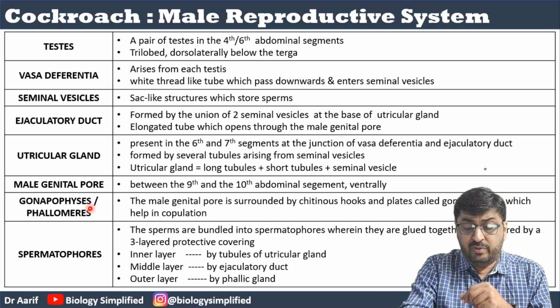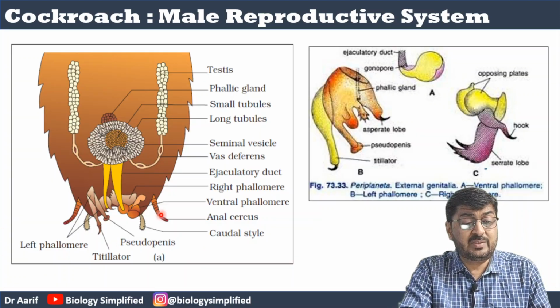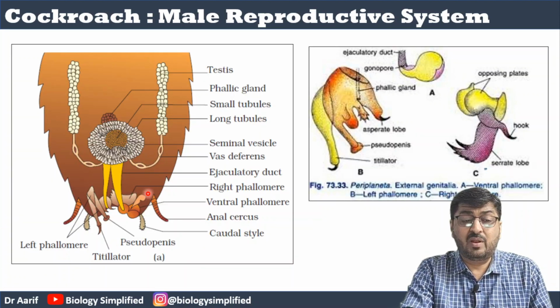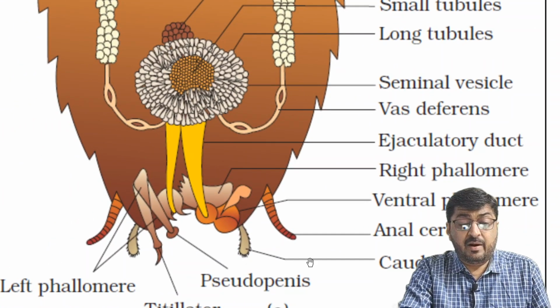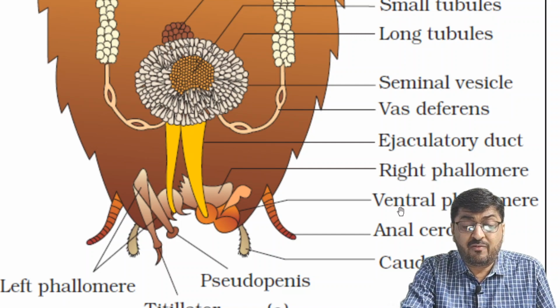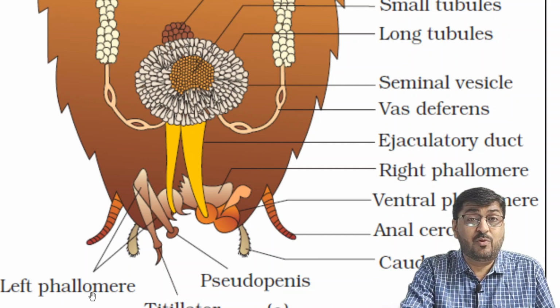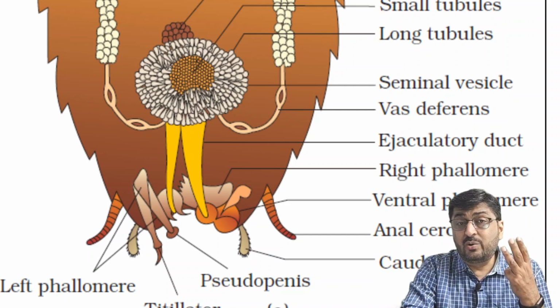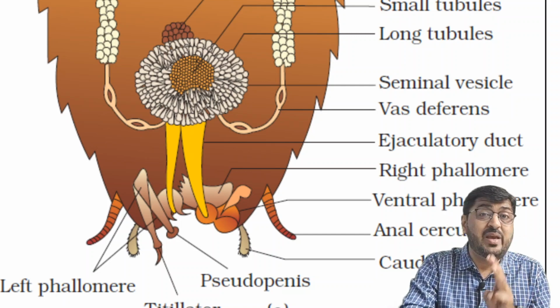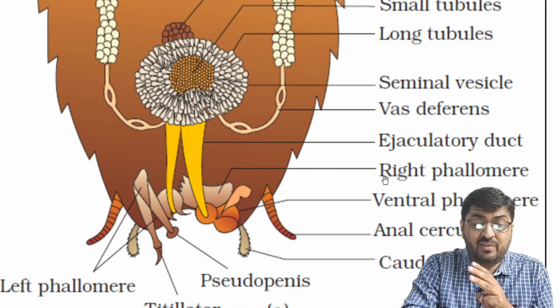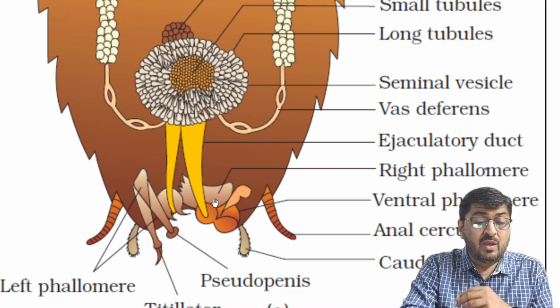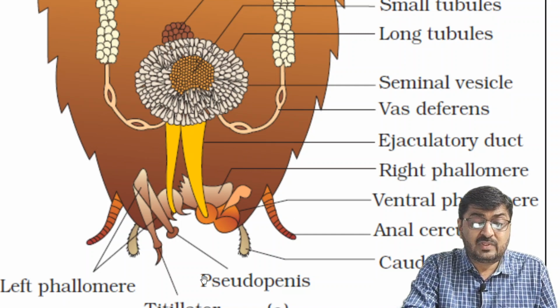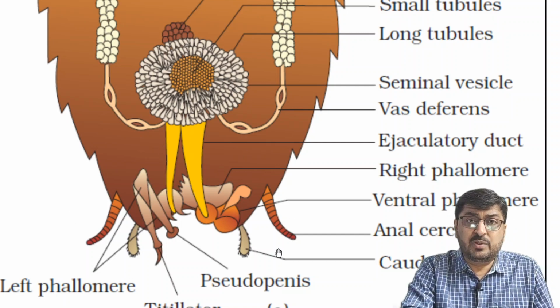Now, अब ये phallomeres में, if you look at this diagram, this diagram is taken from the NCERT itself, please, right? So I'll just zoom in so you can see it a little more properly. So do we have the right phallomere, ventral phallomere, and the left phallomere? So how many gonapophyses, how many chitinous plates in the male? I told you 3. How do you distinguish that from the female? Female में 3 pairs. Okay, so यहाँ पर we have the right, ventral and the left.